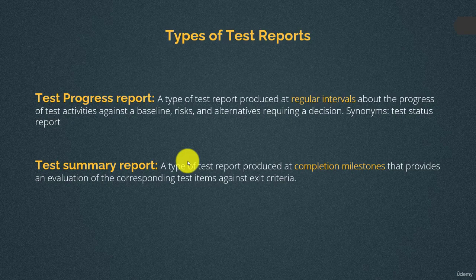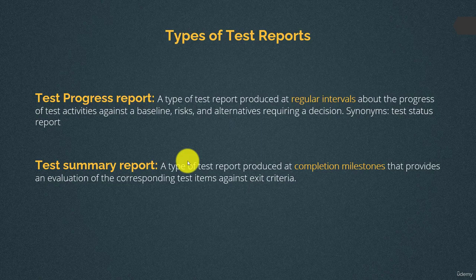But in the test progress report and the summary report, we do not have a unified template that all testers follow. No, the content of the test summary report or the progress report depends on the stakeholder that this report addresses. So for example, if I'm writing a test progress report and the audience of this report is the test leader, the content of this report will be different from a test report whose audience is the development lead. And of course, it will be very different from the content of a report whose audience is the client directly.